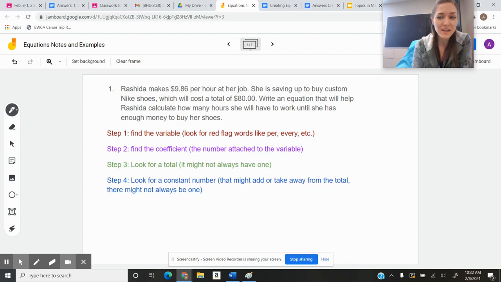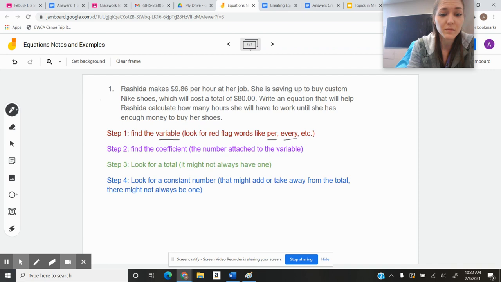Okay, so the first thing when you want to set up an equation, something that might be on your AccuPlacer test, you want to first look for the variable. And remember, the variable is like the X, the Y, a number that could change. Red flag words that would cue you to the variable would be words like per or every. If you see those words, that probably means that thing or that word is the variable.